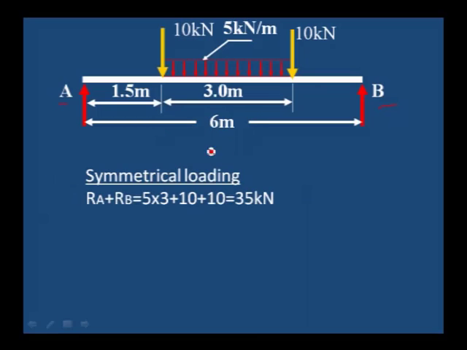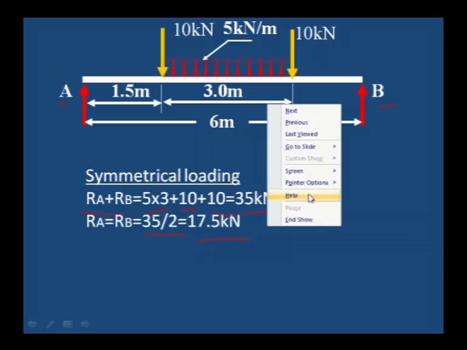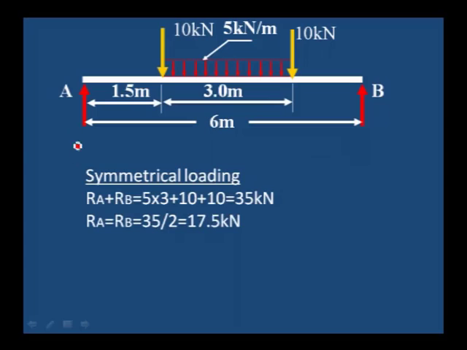Here I am using the equilibrium condition: the sum of the downward forces is equal to the sum of the upward forces. The sum of the upward forces is RA plus RB. The downward force is 5 into 3, the uniformly distributed load equivalent to a point load, 5 into 3 plus 10 plus 10, so 35 kilonewton is acting downward. Upward is RA and RB. Since RA is equal to RB because of symmetrical loading, 35 divided by 2, that is 17.5 kilonewton is the reaction at A as well as B.